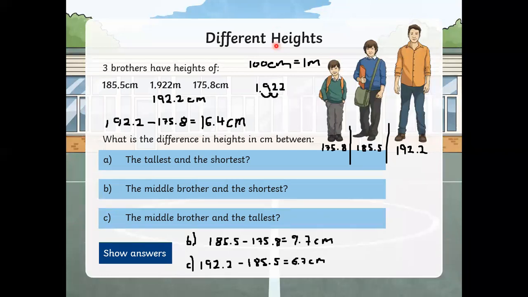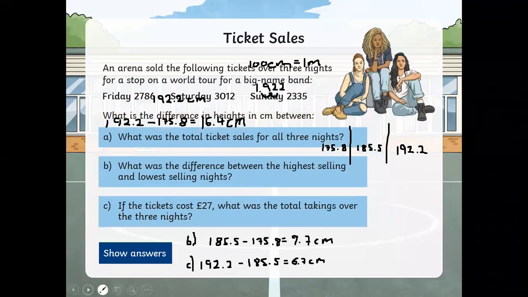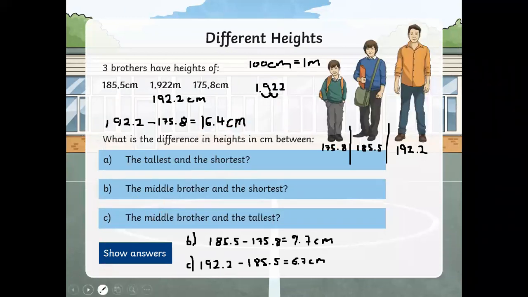Okay, let's see if I manage to get this correct. Oh, sorry, just having some trouble showing the answers. Here we go. So for the first one, 16.4, second one, 9.7, and the third one, 6.7. So we did that correctly.